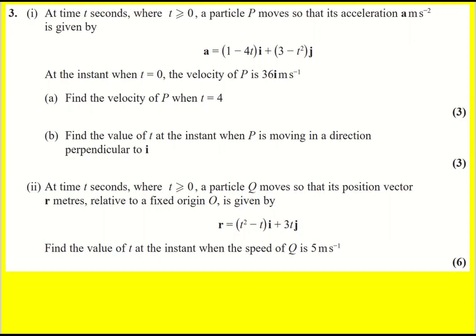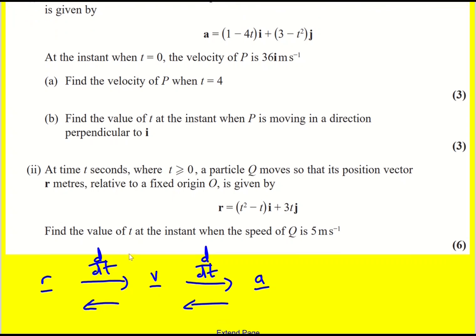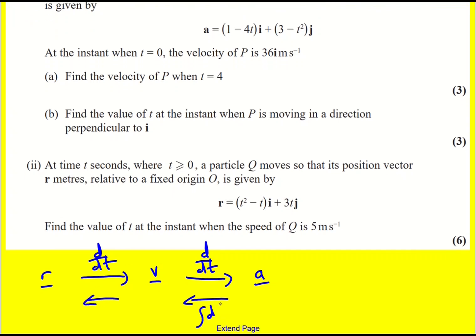We've got variable acceleration here, clearly because a is dependent on time. So let's just remind ourselves, if we've got the displacement vector, then we will differentiate to get the velocity, because it's the rate of change of displacement with respect to time. If we want to go to a, we'll differentiate again, because the acceleration is the rate of change of velocity with respect to time. Therefore, if we're going the opposite way, we'll integrate with respect to t. And we're going to be doing both in this question.